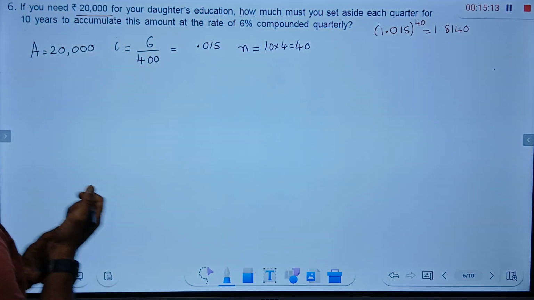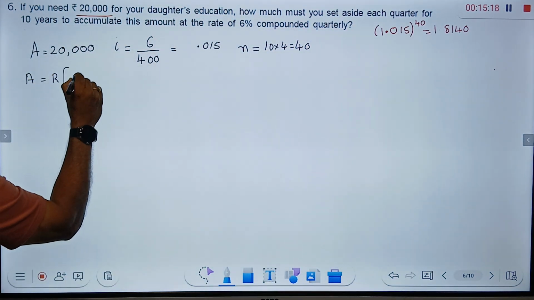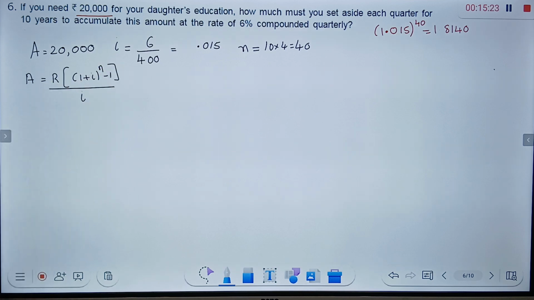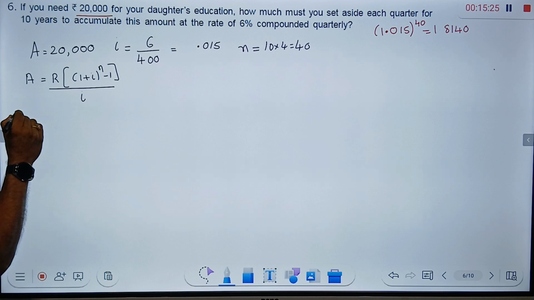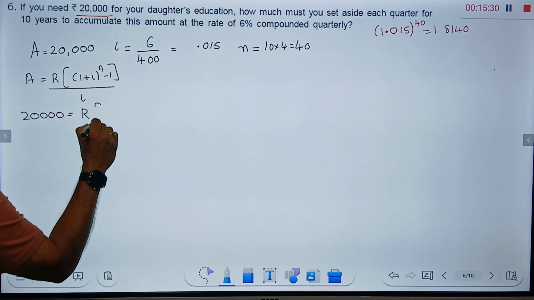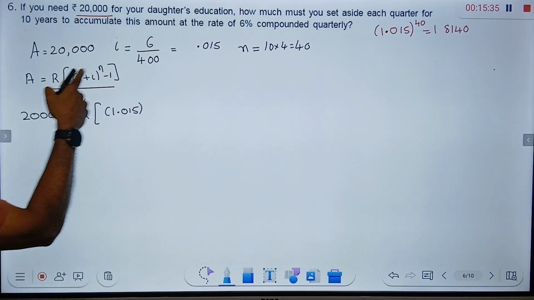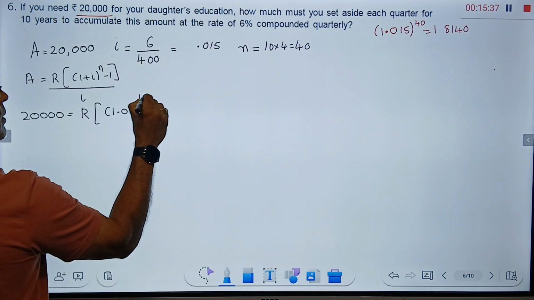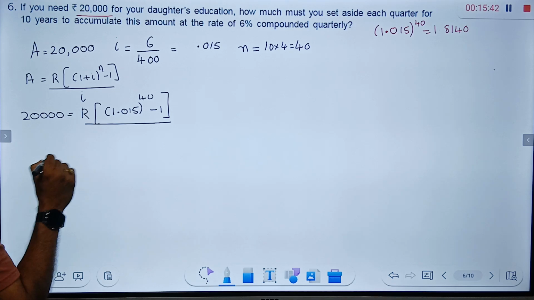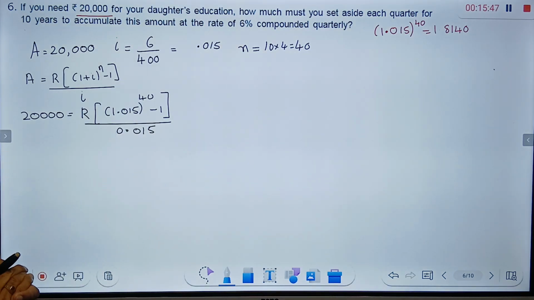Okay, now I'm going to use the formula. What is the formula? Amount equal to R into 1 plus I power n minus 1 divided by I. Now what is A? A is 20,000. Let's go a little slowly. Equal to R into 1.015. Why is it 1.015? 1 plus this, 1 plus I, whole power 40 minus 1 divided by 0.015. Are you clear with this?